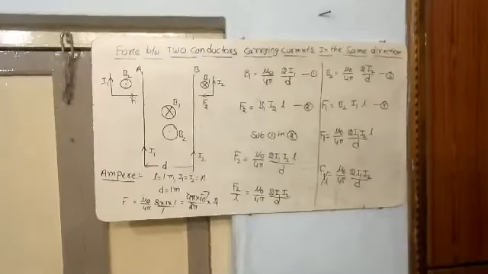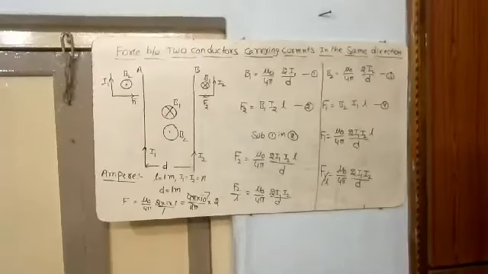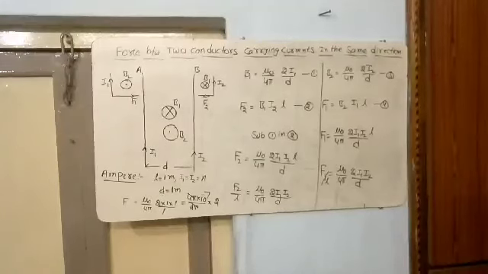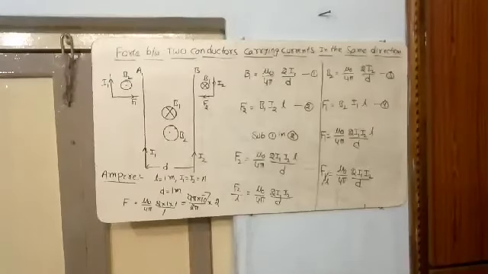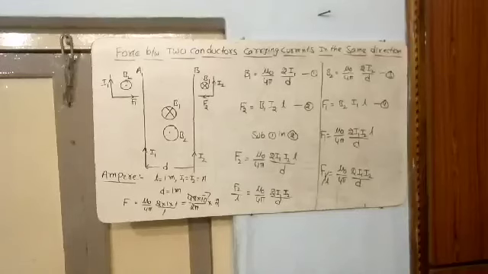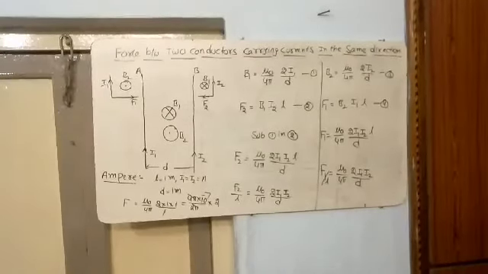Two conductors of equal length separated by a distance of 1 meter, then those two conductors will experience a force of 2 into 10 to the power of minus 7. Then in those conductors, the current value is said to be 1 ampere.